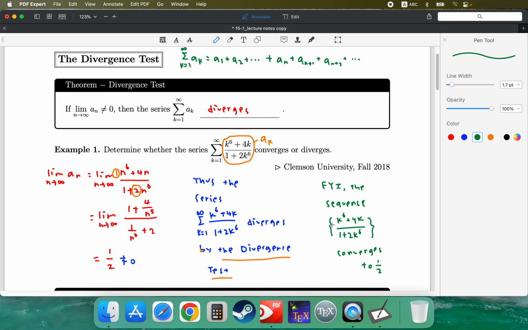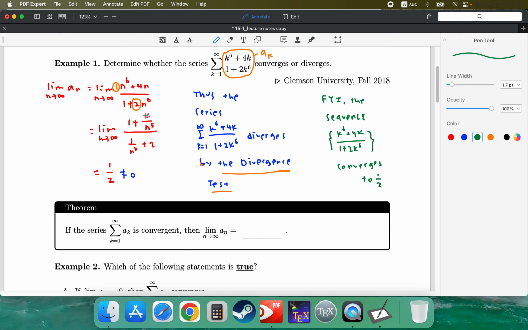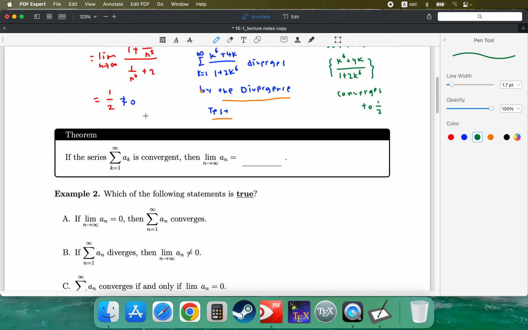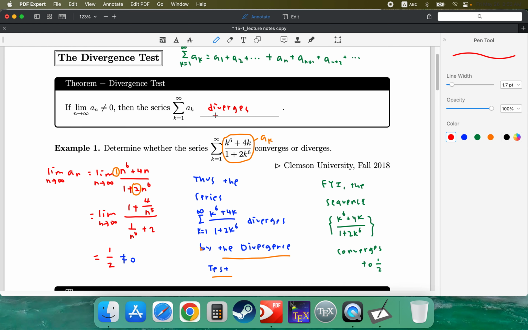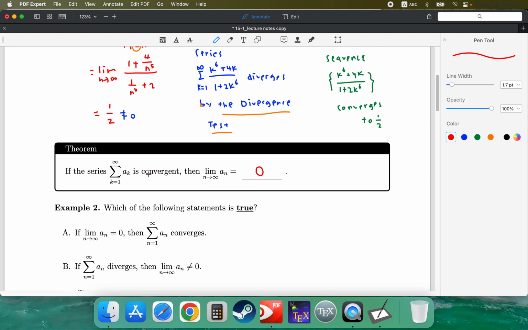So this is the divergence test, and an equivalent statement would be that if the series is convergent, then the limit of the nth term as n goes to infinity must be 0. Now you might be wondering why. Think of this: if the limit is not 0, then the series will be divergent, which contradicts your assumption. So we know that if the series is convergent, then the limit of the nth term must be 0.